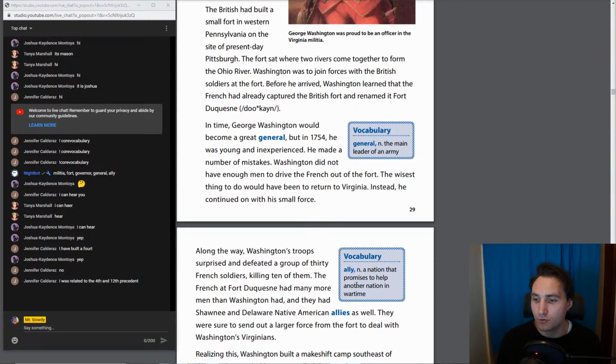And then we just went over what an ally is, or we just read about Native American allies. So let's read that definition. Can you guys read that definition with me? A nation that promises to help another nation in wartime. So these Native Americans are helping the French right now.